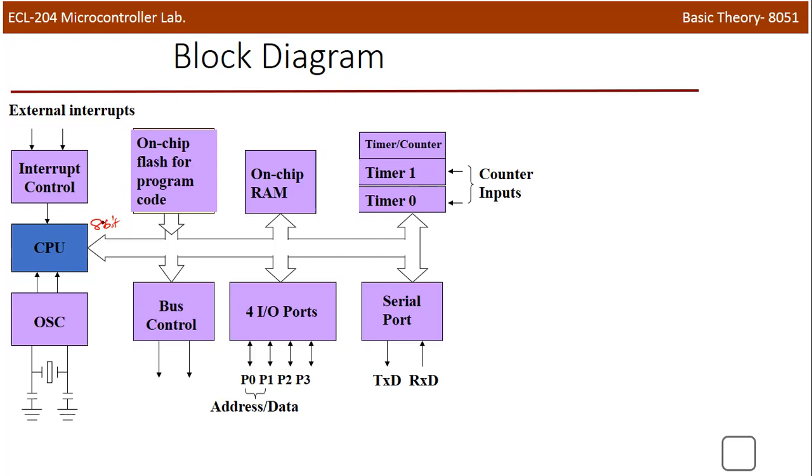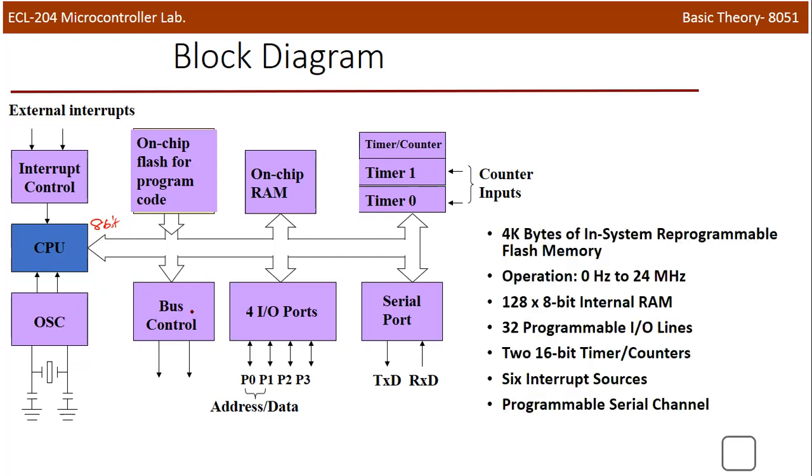microcontroller. This oscillator circuit is known as a clocking circuit. It's a synchronous circuit, so for the proper working of a microcontroller, we require a clock, and this is the clock generating circuit. Normally, the 8051 will operate in the megahertz range, and these are some other features of the 8051.